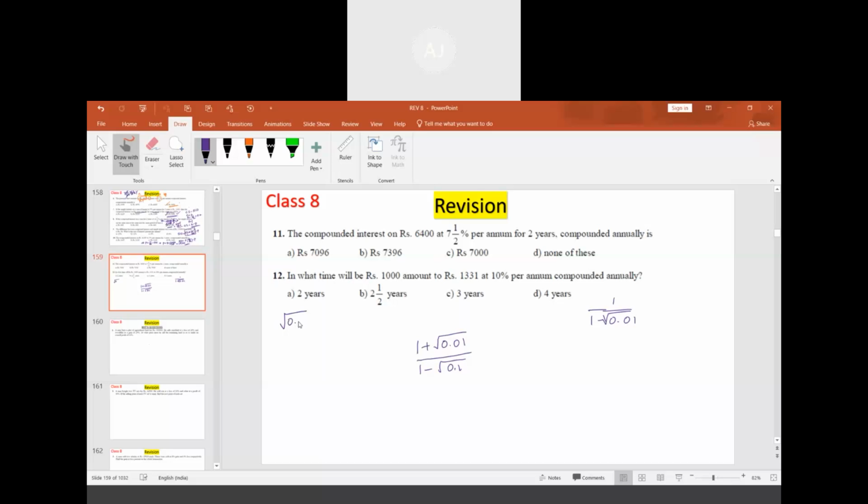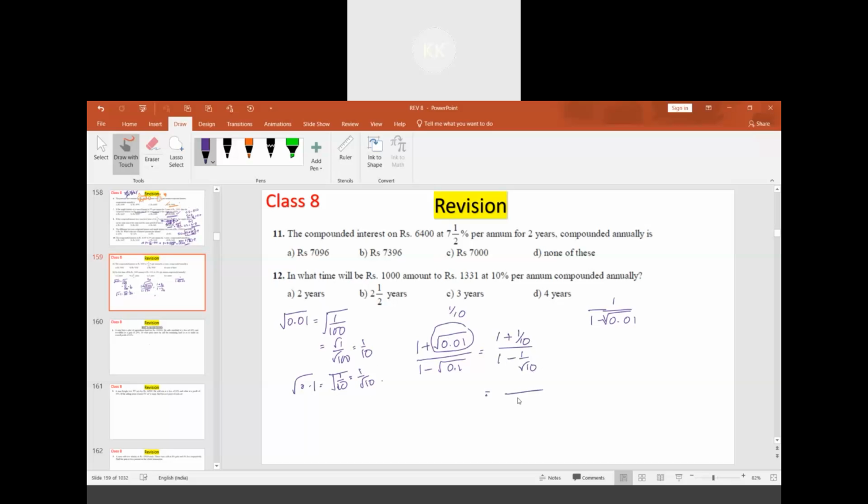Actually, whenever you have something like this, root of 0.01 can be written as root of 1 divided by 100, which is root 1 by root 100, that is 1 by 10. This value is 1 by 10. When root 0.1 is there, it is 1 by root 10. If you are solving in this way, this is 1 plus 1 by 10 divided by 1 minus 1 by root 10.